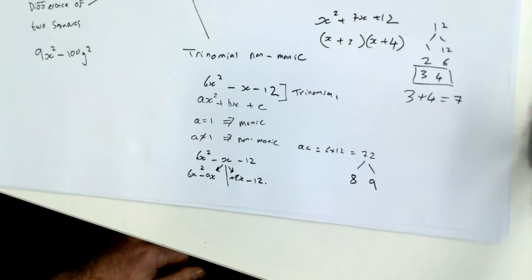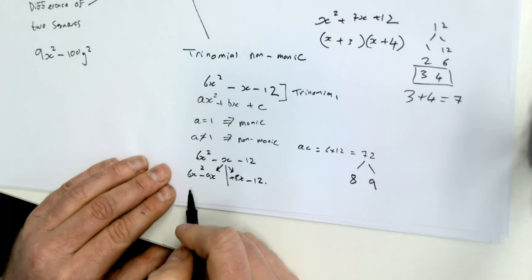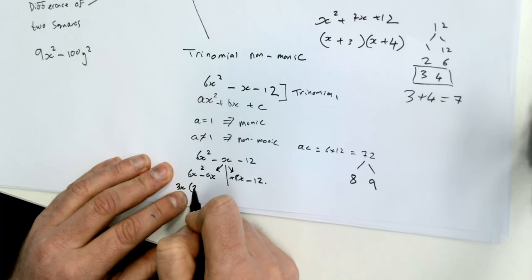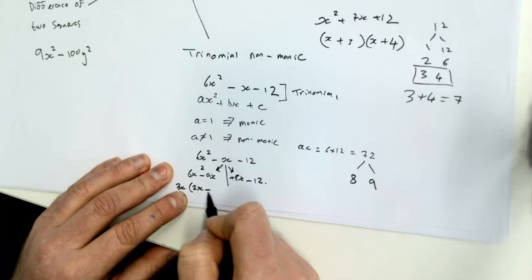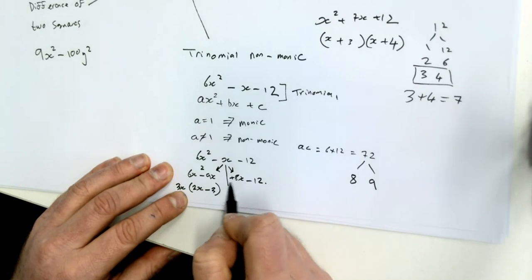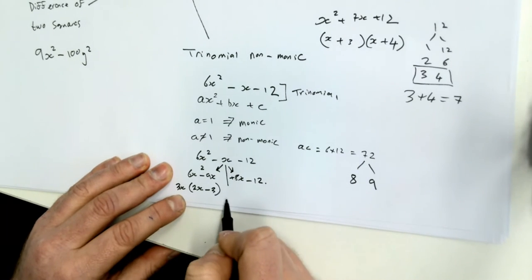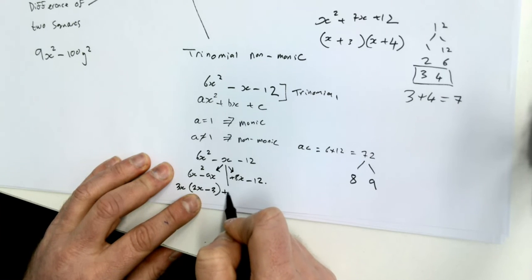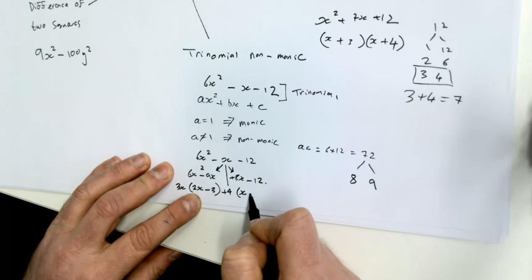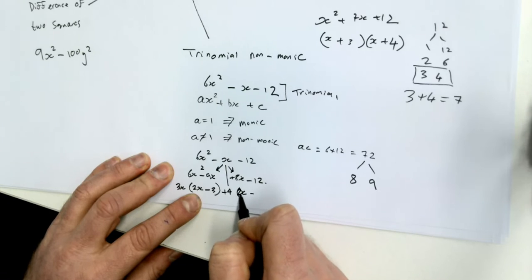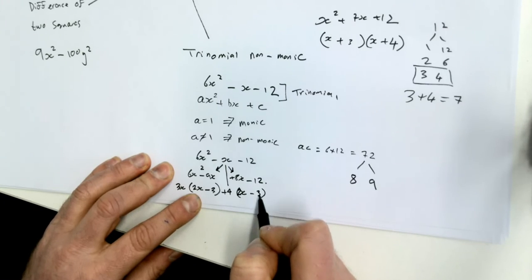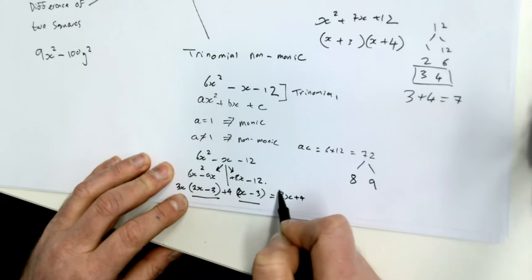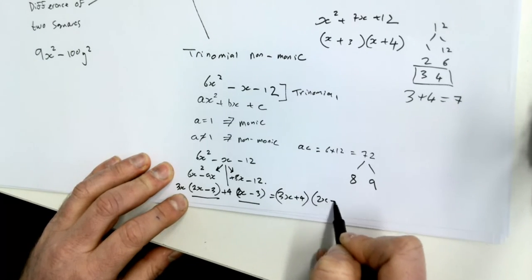We can factorize both binomials, so we're going to take out a 3x there to get 2x minus 3, and we should get the same common factor. If we don't, we know we've gone wrong somewhere. So we take out 4 there to get 2x minus 3. Common factor 2x minus 3, so we get 3x plus 4, 2x minus 3.